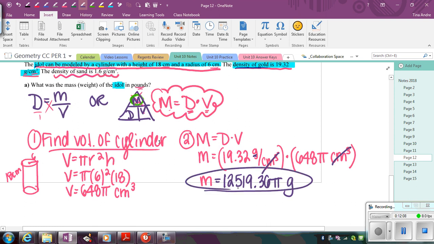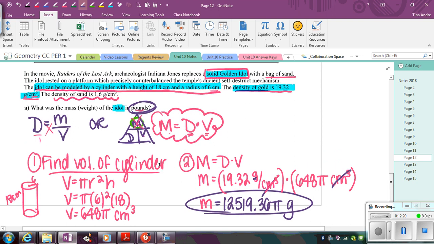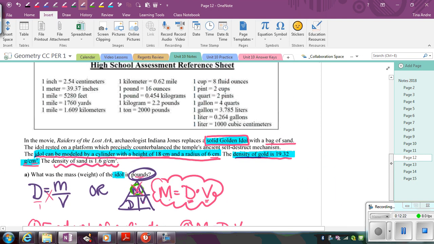So I get the mass in grams, but the question asks for it in pounds. So let's take a look at our reference sheet because I'm guessing you don't know the conversion. I don't know the conversion between grams and pounds. It's not something that's well known. So if we look at our conversion sheet, we have some different scenarios that are dealing with pounds. So here are different scenarios.